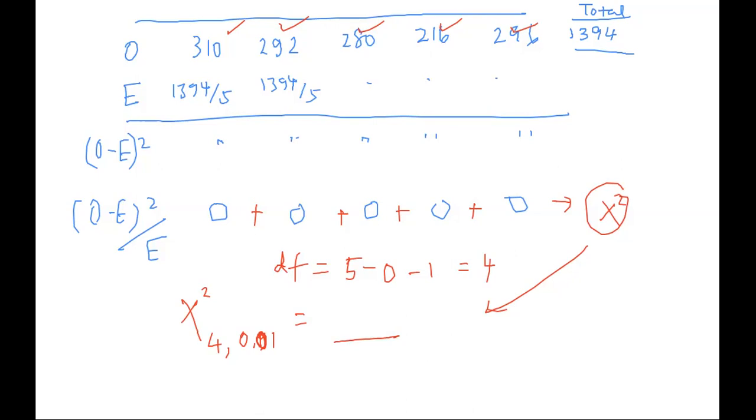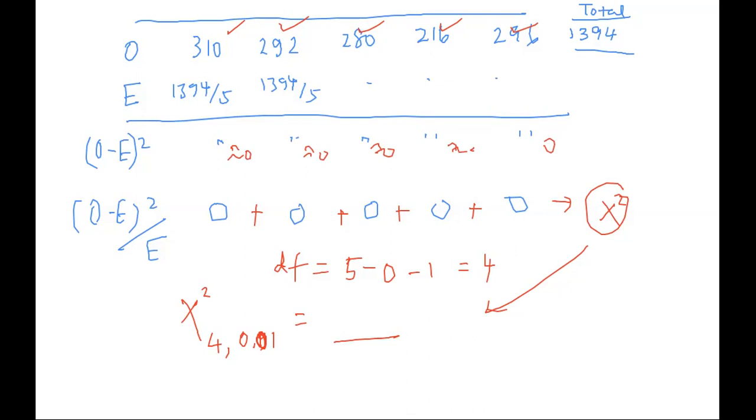The chi-square test is only one-sided, on the right-hand side. There's no two-sided chi-square test. Because we want to basically see the fit, right? If your data is fitting your expectation very well, then basically these values will be all close to 0, and your chi-square value will be very small. So you won't reject the null hypothesis.